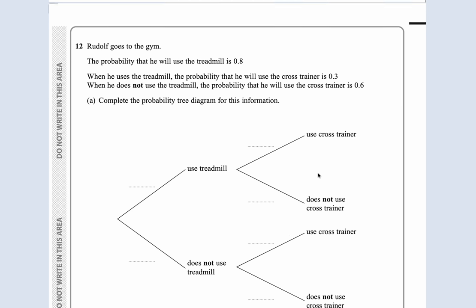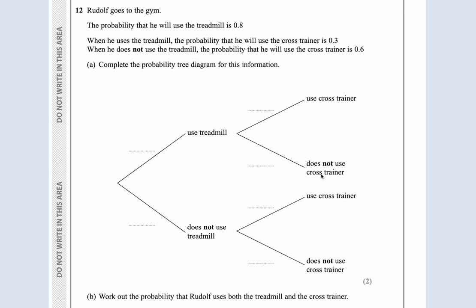Question 12. Rudolph goes to the gym. The probability that he uses a treadmill is 0.8. When he uses the treadmill, the probability that he will use the cross trainer is 0.3. When he does not, it's 0.6. Okay, so uses the treadmill, 0.8. Does not use the treadmill, has to be 0.2.